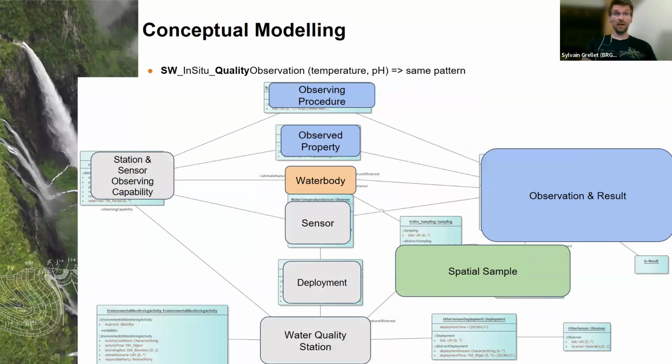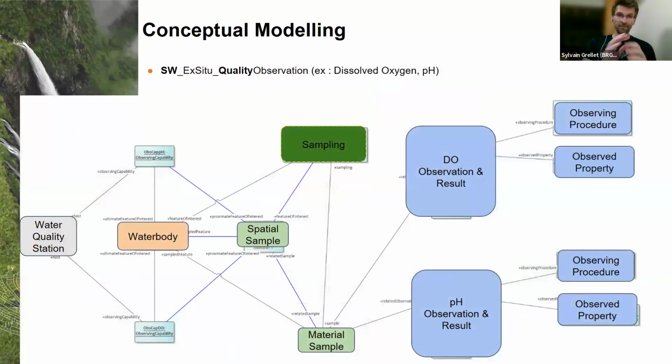In situ quality for surface water goes the same way, like pH, temperature is a good example. And yeah, that's it for the in situ patterns. If we go to ex situ, so again, when you take water samples to a lab, that's what we call ex situ. And the example here on screen is on dissolved oxygen and pH.